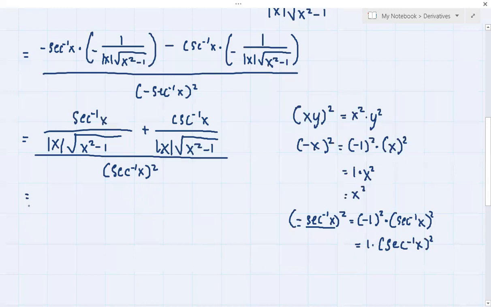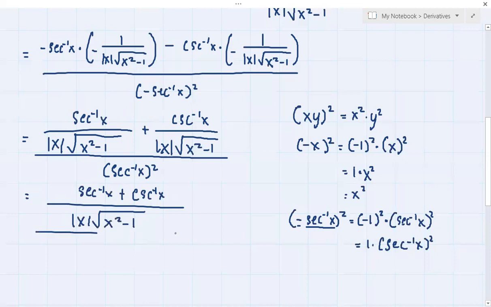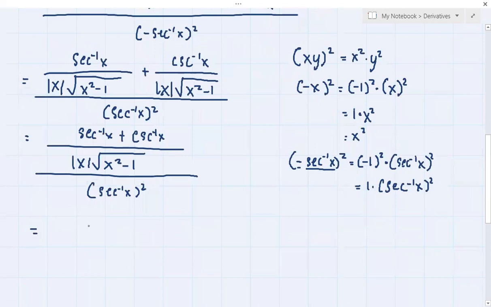Now, let's simplify pa. The same thing sa first two problems nating sinolve. Sa taas ng numerator, we have two terms that are similar fractions, so we can add them together easily. We will have arc secant x plus arc cosecant x all over absolute value of x times the square root of x squared minus 1, all over the square of arc secant. There we go.